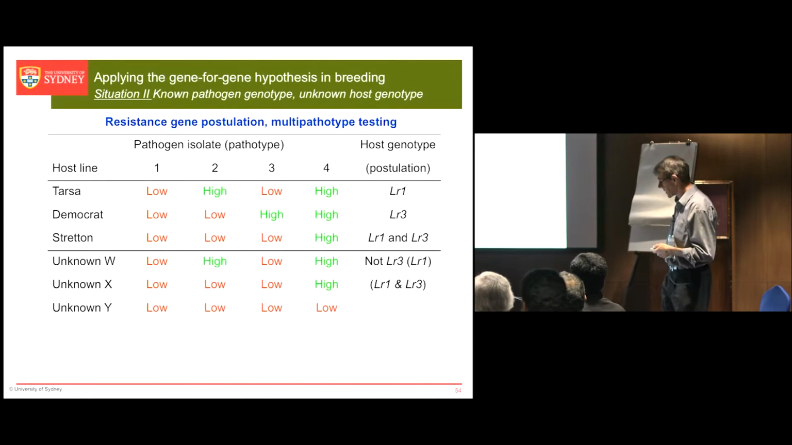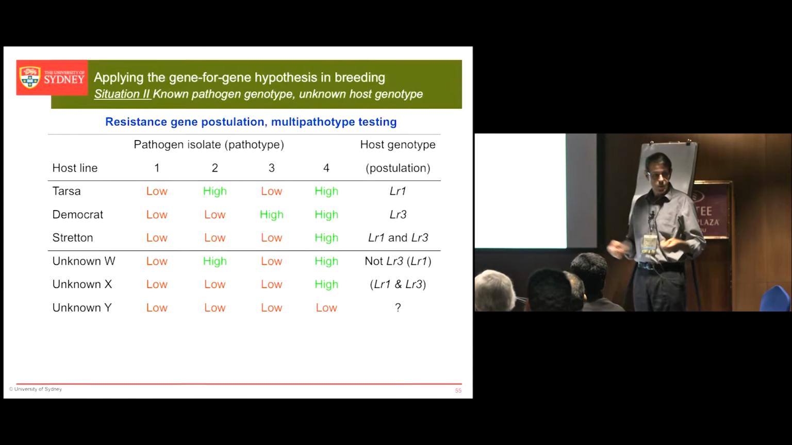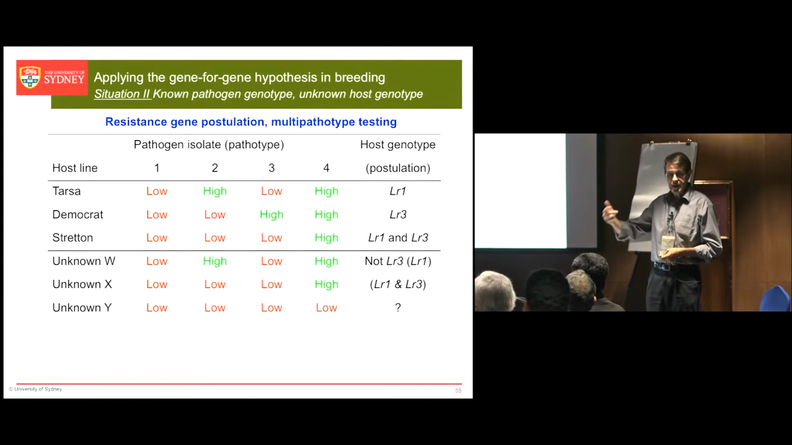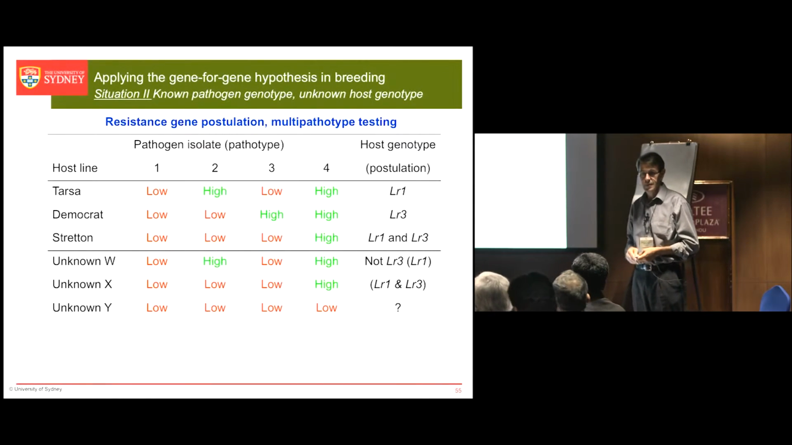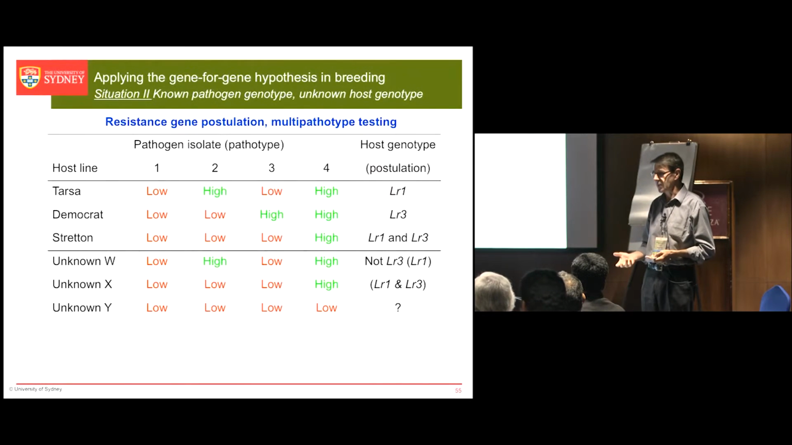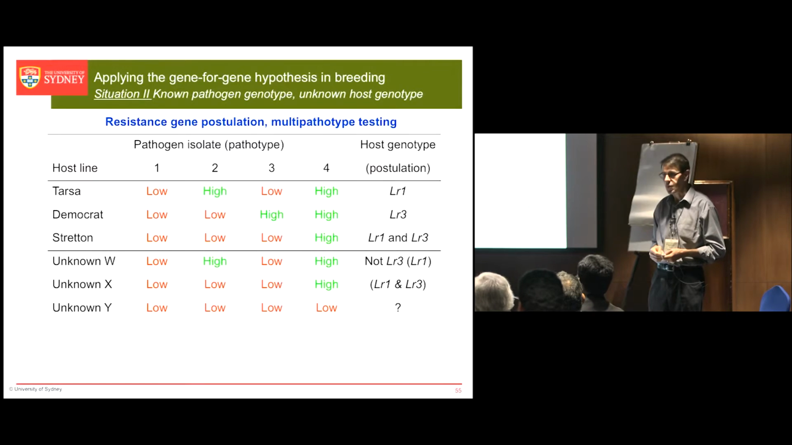Here's another one, and it is resistant to everything, to all 4 pathotypes. In this particular case, we don't know what it's got. It could have LR1 and LR3 and something else. It might not have LR1 and LR3. It might have another gene that happens to be effective to all 4 pathotypes. All 4 pathotypes may carry an A virulence gene that corresponds to a gene that's present in that unknown wheat genotype Y.